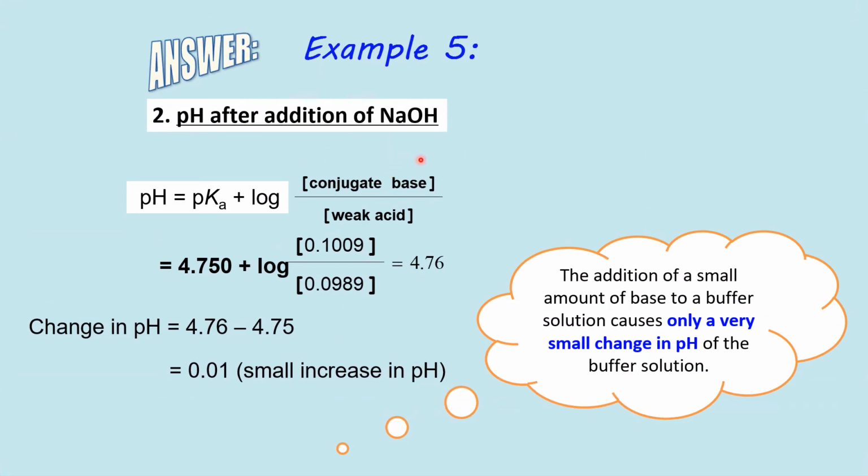To find the new concentration for the conjugate base and weak acid, now we substitute all the values into the Henderson-Hasselbalch equation after sodium hydroxide is added. So this is the pKa plus log the new concentration for the conjugate base over the new concentration for the weak acid. So we get 4.76. The pH before sodium hydroxide is added is 4.75. After is 4.76. So the change is 0.01, a small increase in pH.